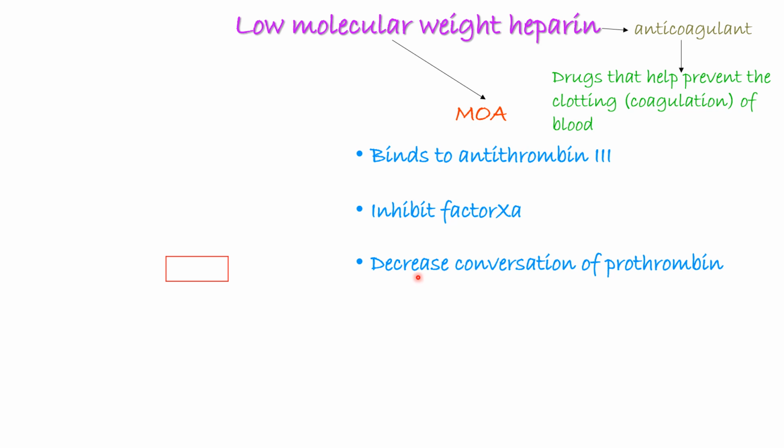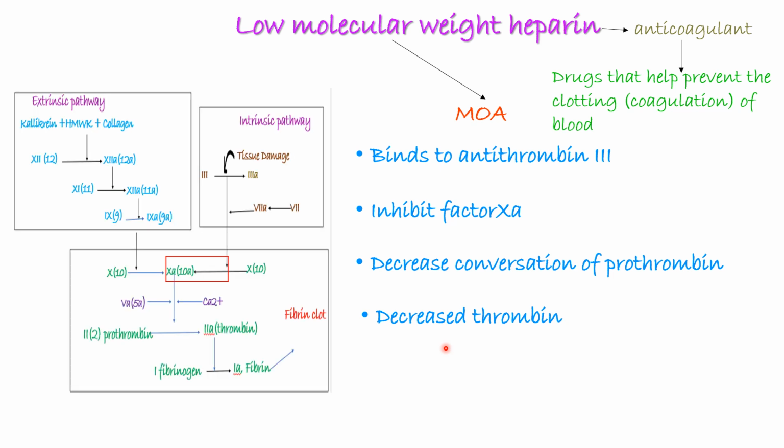In addition to that, after inhibiting factor XA, it decreases the conversion of prothrombin to thrombin, and if it decreases the conversion of prothrombin to thrombin, then we will not have the conversion of fibrinogen to fibrin. So let's look at this: it is the secondary hemostasis, which is part of the clotting process. We usually have the extrinsic pathway and the intrinsic pathway, so we shall go briefly through the pathway.